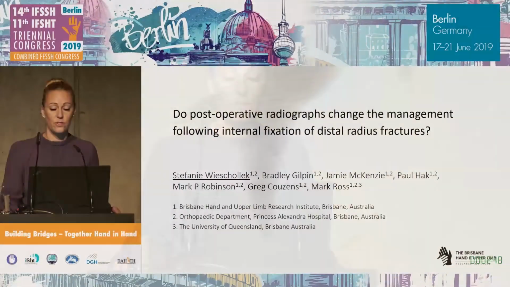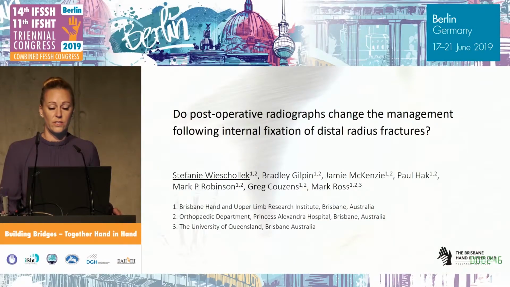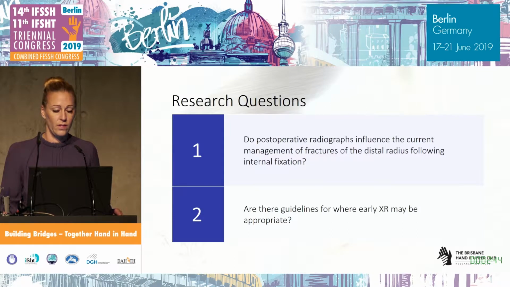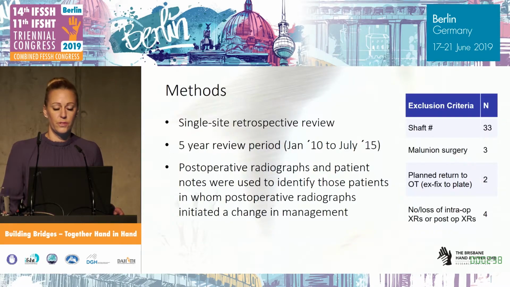Good morning. My name is Stephanie, and originally I'm from Germany. Right now I'm a fellow in Brisbane, Australia. I'd like to present our results regarding the question, do postoperative radiographs change the management following internal fixation of distal radius fractures? That was our main question. Our secondary one was, are there guidelines for where X-ray may be appropriate?